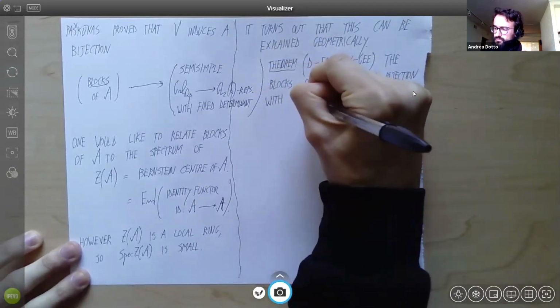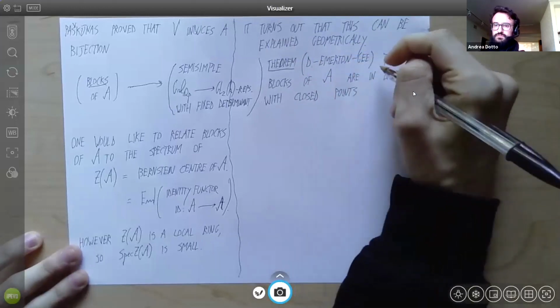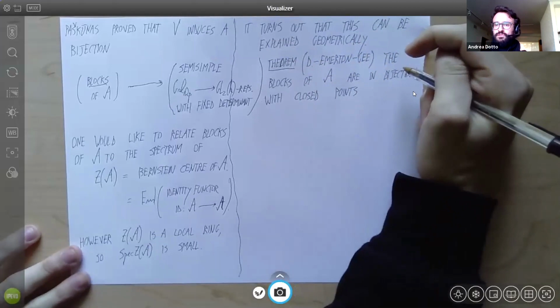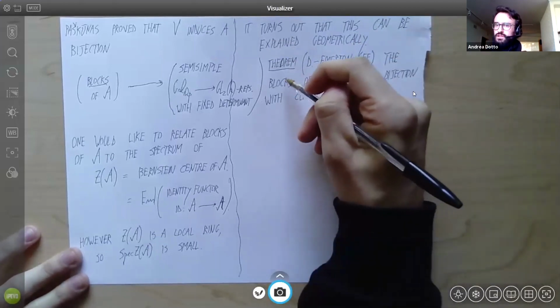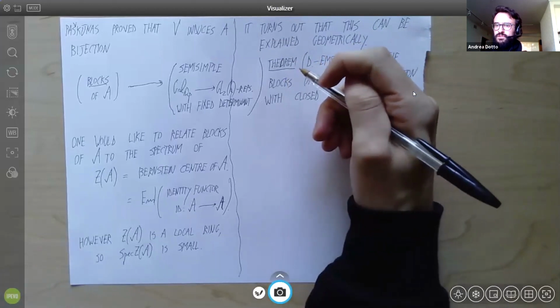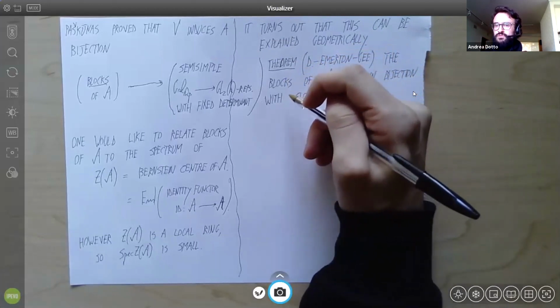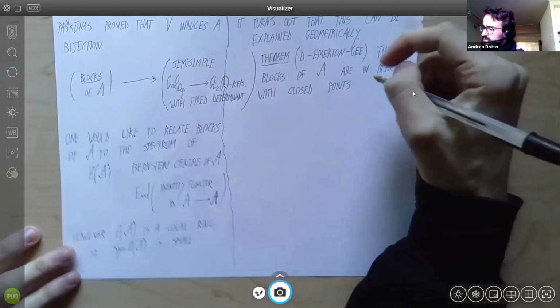And when you say the blocks of A, you mean, yes, the set of blocks, or do you mean the irreps within a given block? I mean the set of blocks. These blocks are either singletons, so they contain at most 4 representations. Most of them contain 2 of them, and there are some singletons. So yes, I really mean the set of blocks.